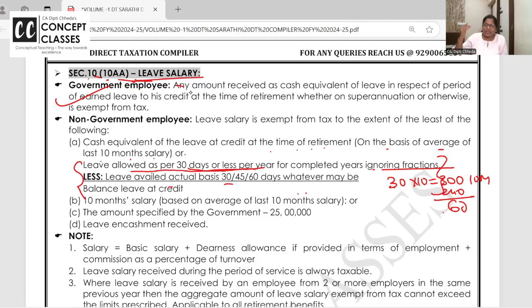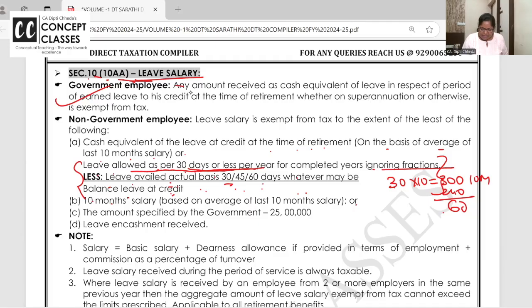So many of my students are now working as a teacher in degree colleges या कोई और private institute में पढ़ा रहे. They tell me they are still referring this method for conceptual revision. So you also do it for exam. Leave allowed as per 30 days, less leave availed, balance leave at credit. Ma'am, if leave allowed is 25 days, then take 25 days, but not more than 30 days. उसके ऊपर तो नहीं allow करोगे.